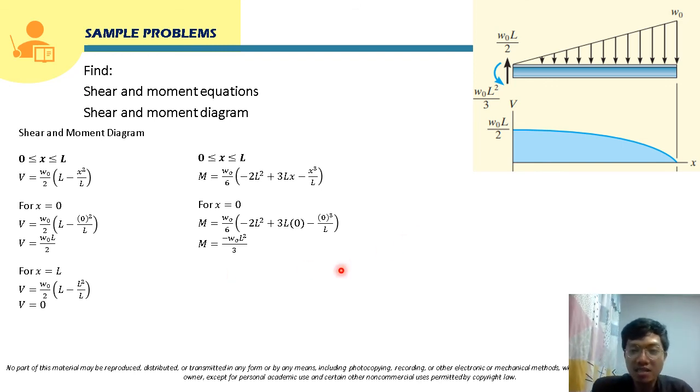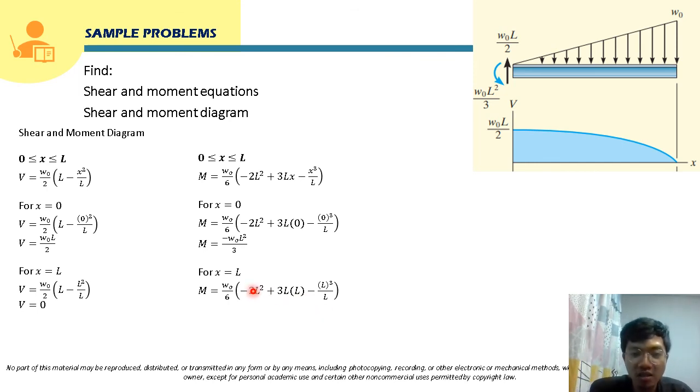Class, also we are going to determine the moment for x is equal to L. So we are going to substitute L for all the values of x here. So this will become L times L, and this x cubed will become L cubed. Simplifying this, this will become negative 2L squared plus 3L squared minus L squared. So L cubed over L will just be L squared, right? Simplifying, negative 2L squared plus 3L squared minus L squared is actually 0. So the moment here, class, is 0.